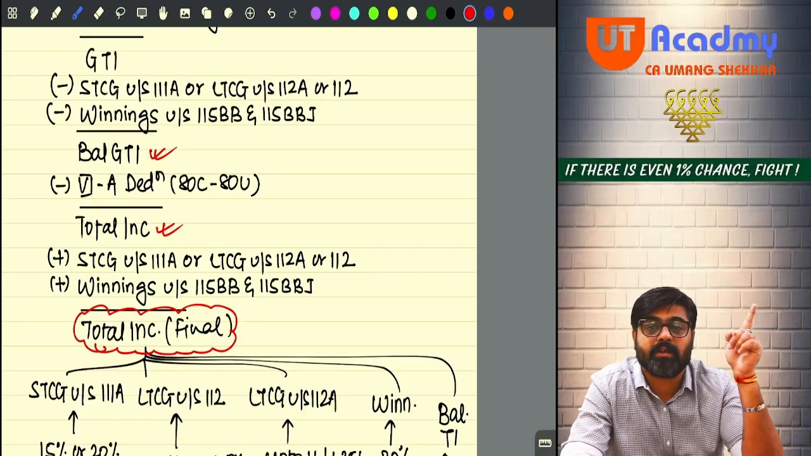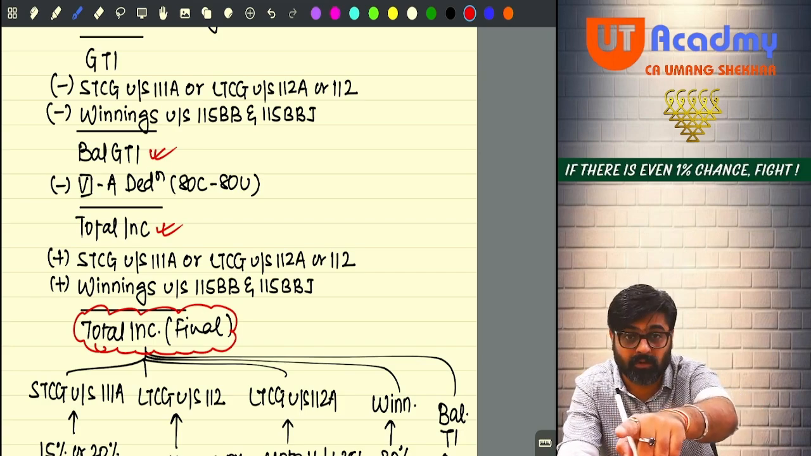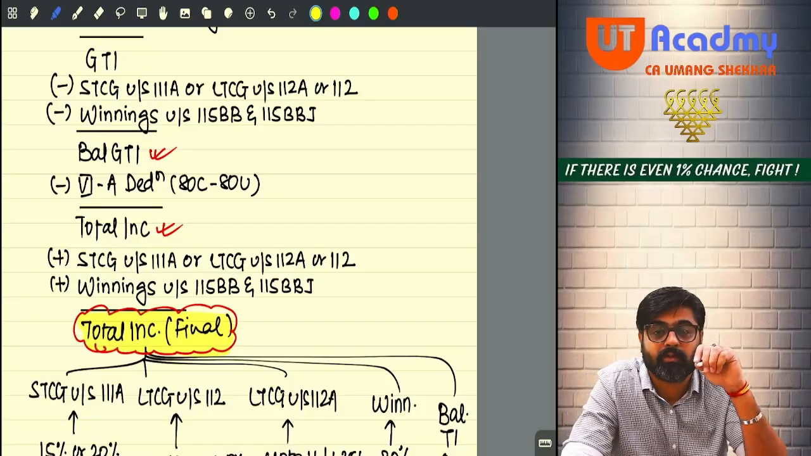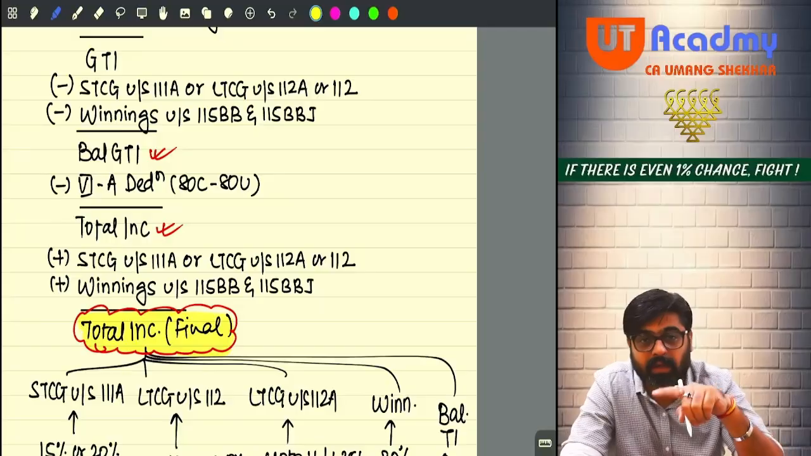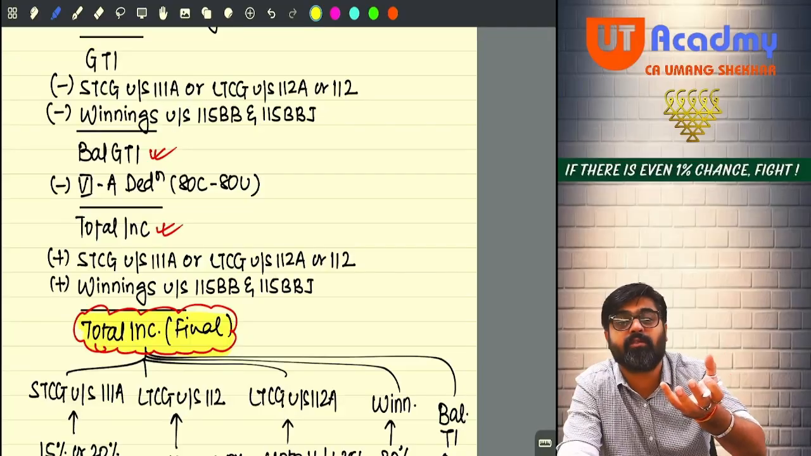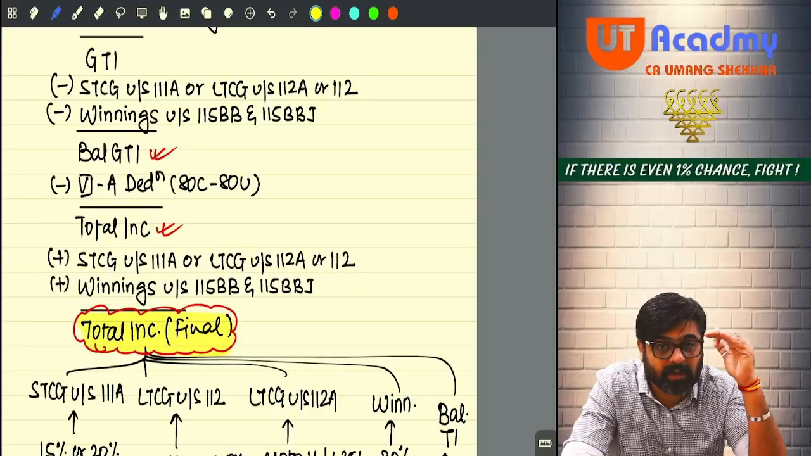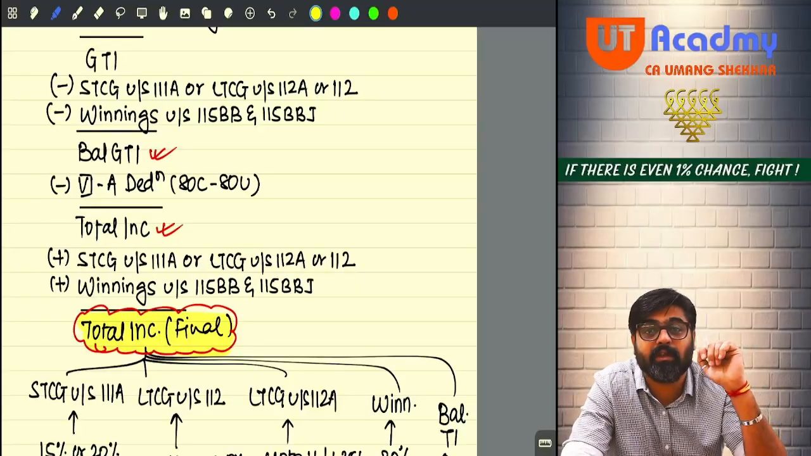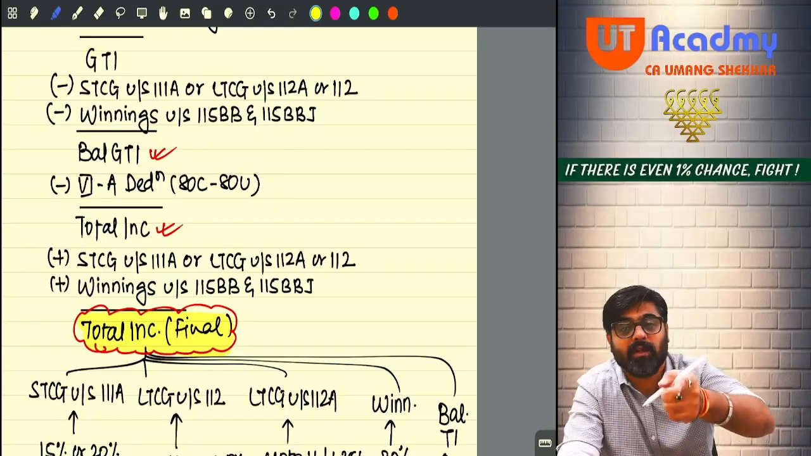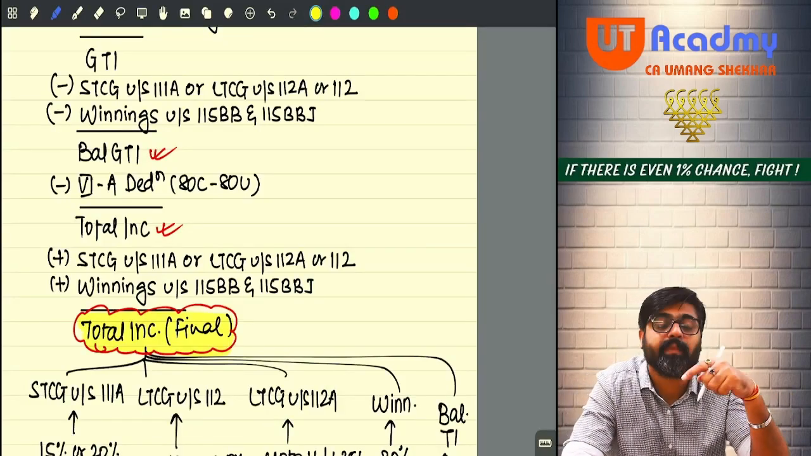Surcharge is applicable or not? Your total income has to be more than 50 lakhs. You will see this total income, the final figure of total income. So surcharge is applicable or not? Your total income should be more than 50 lakhs. So this final amount of total income you will check whether it is more than 50 lakhs or not. Rebate will be applied or not? For that your total income should be less than or equal to 5 lakhs. Yes or no? So this final amount of total income you will check whether this is less than or equal to 5 lakhs to apply the rebate concept.